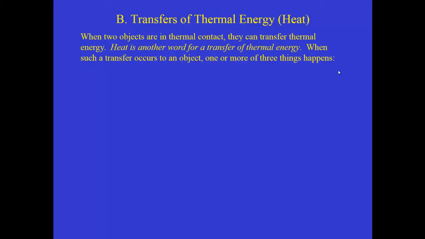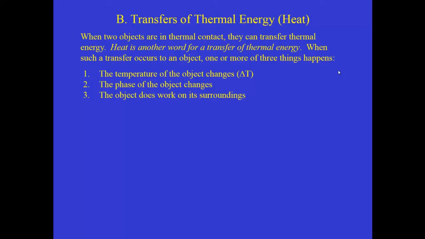But for now, in our focus on this kind of transfer of thermal energy, or heat, when heat is transferred, one of three things can happen. And the first is that the temperature of an object can change if it either releases thermal energy or absorbs thermal energy from another system. And so that would correspond to a change in temperature. Another thing that could happen, and if it does, it happens without a change of temperature, is that the phase of the object could change.